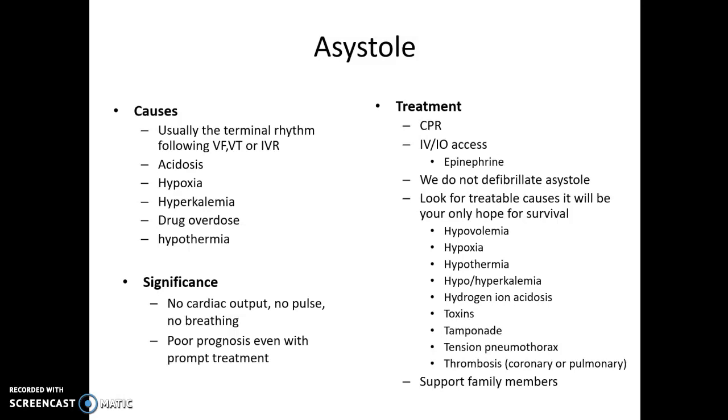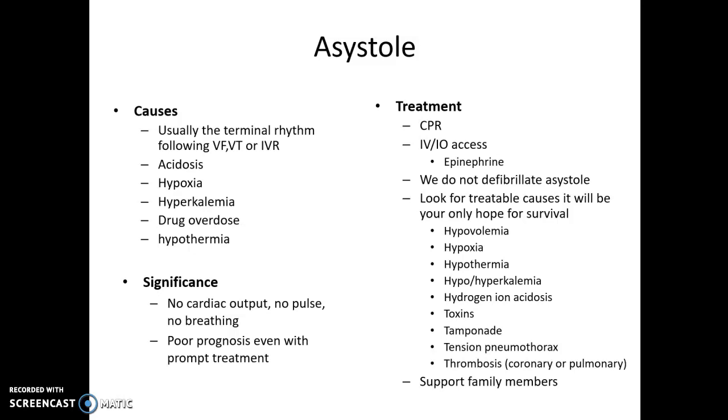Hypo or hyperkalemia, we would try to correct. Hydrogen ion acidosis, we can give blood gases and we can give bicarb if needed. Toxins. Did they take something? If they did take a toxin or some type of drug overdose, can we figure out what it is, and is there a reversal agent for it? Maybe that will help. If we have reason to suspect a tamponade, they'll do a pericardiocentesis. And if they think there's a tension pneumothorax, they'll do a needle decompression. So the only way that we're probably ever going to get someone back from asystole is if they have a treatable cause that we can take care of in a timely manner.